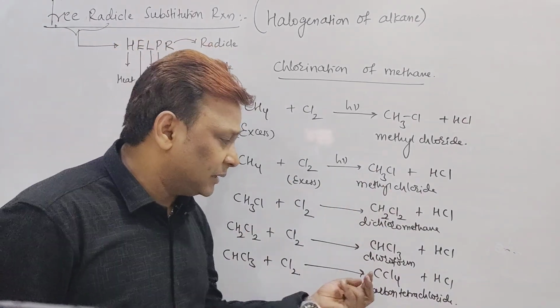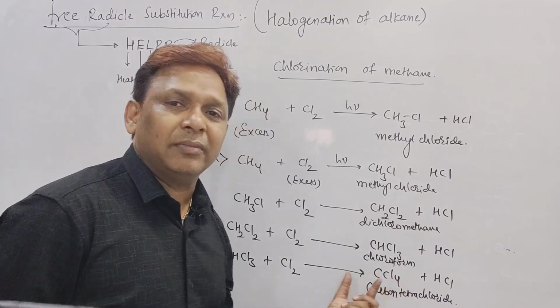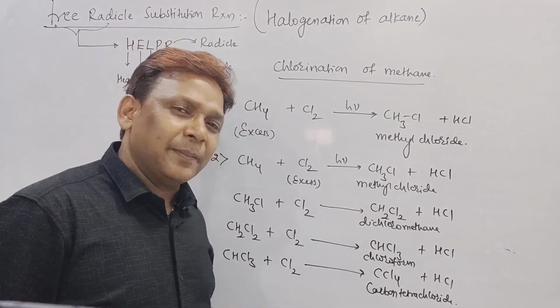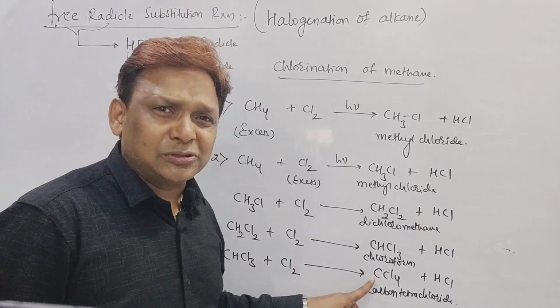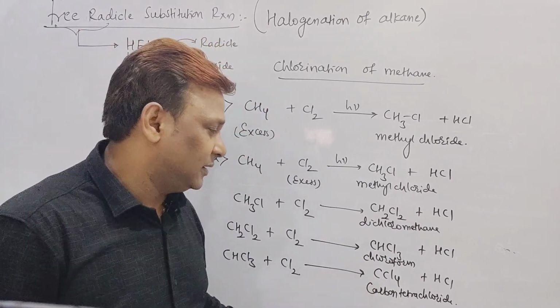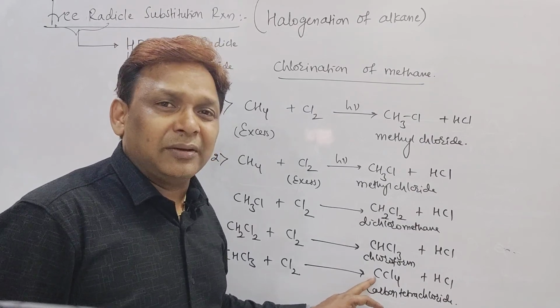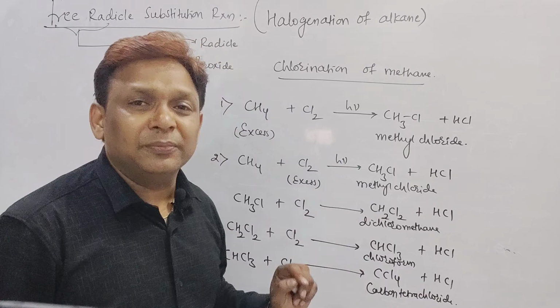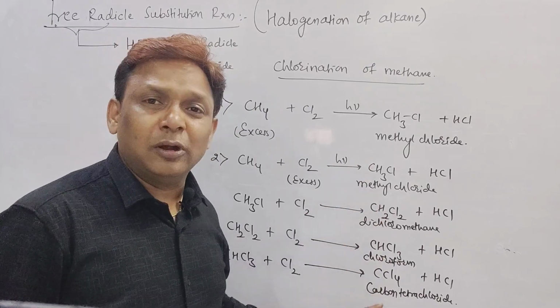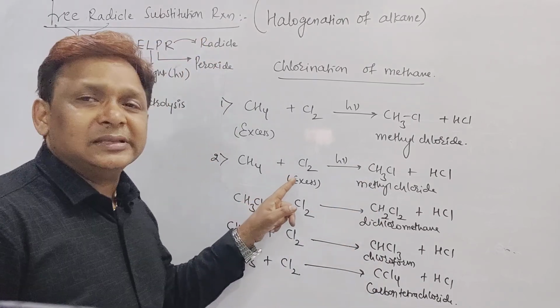Now somebody will think, why won't CCl4 combine with Cl2? It would combine, but does this compound have any replaceable hydrogen to combine with the Cl? No, this compound does not have any hydrogen that can be replaced by chlorine. So the reaction stops here. How many products did we get? Four products, because chlorine is in excess.